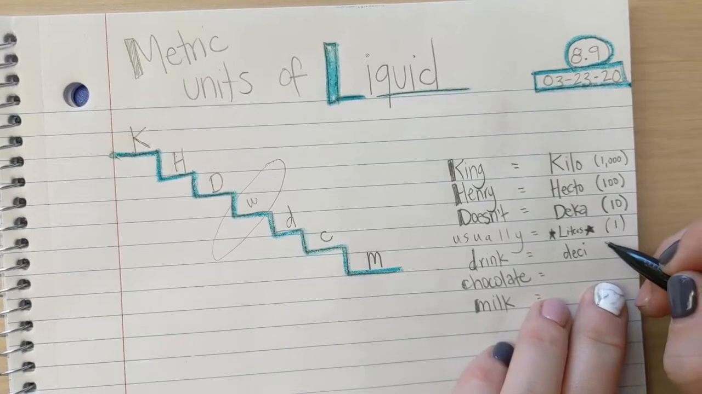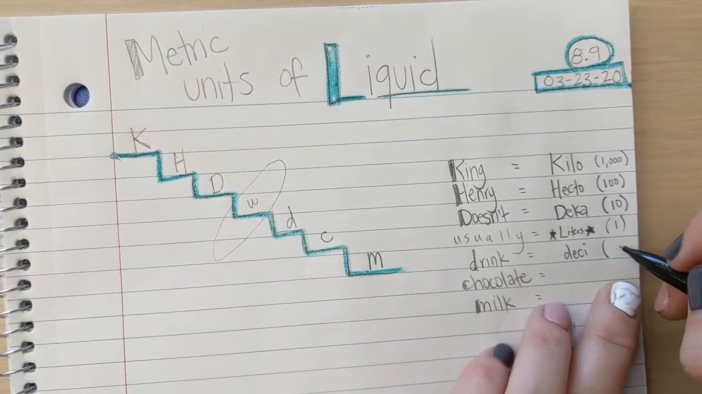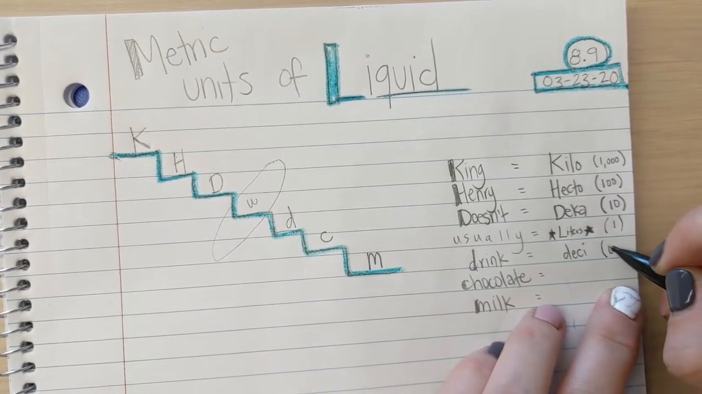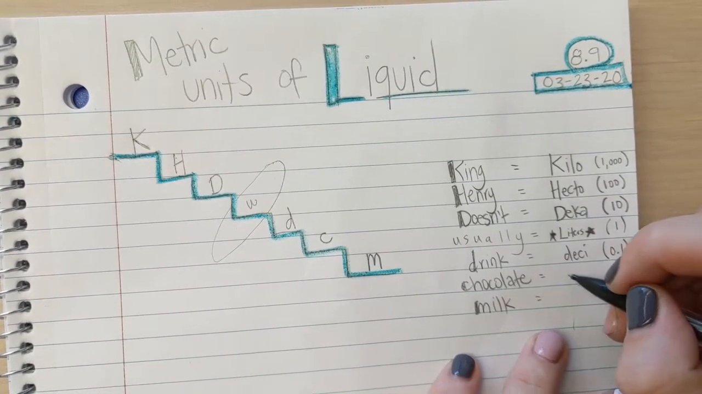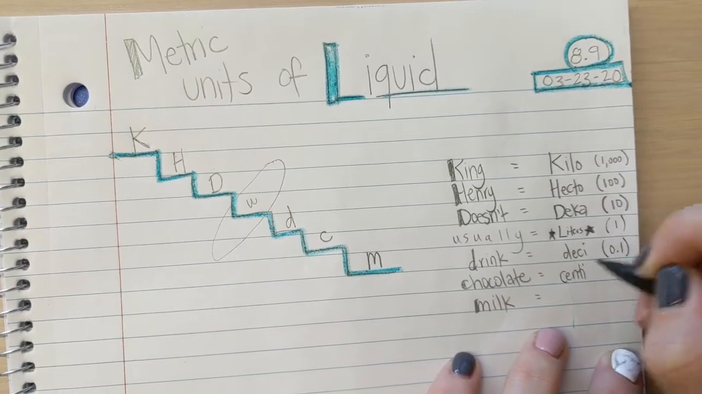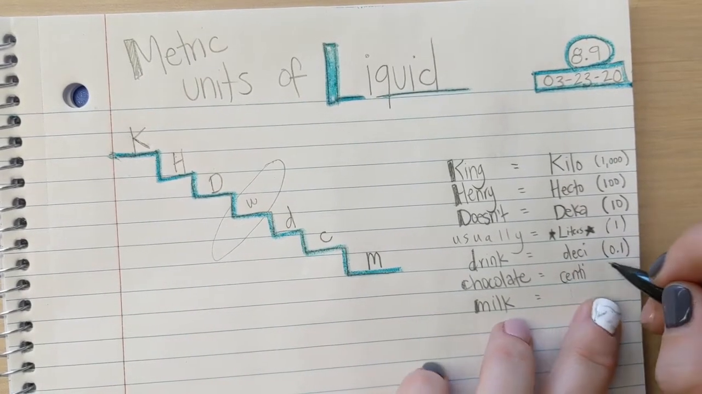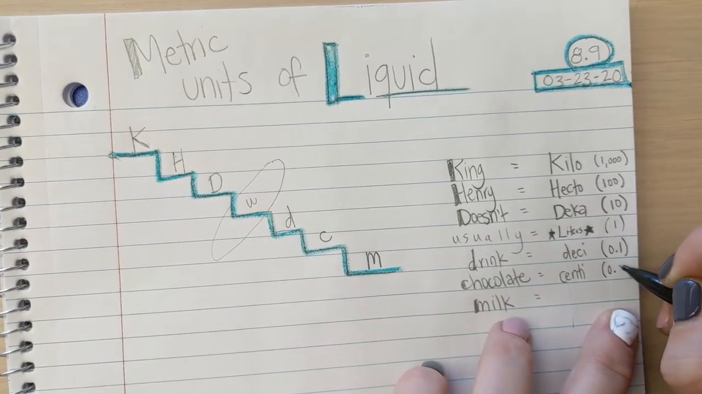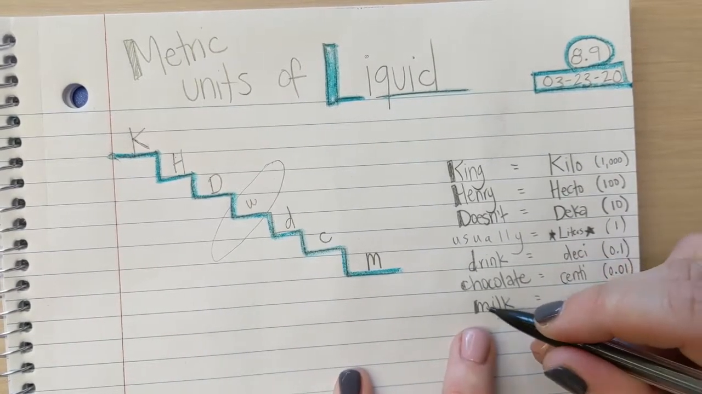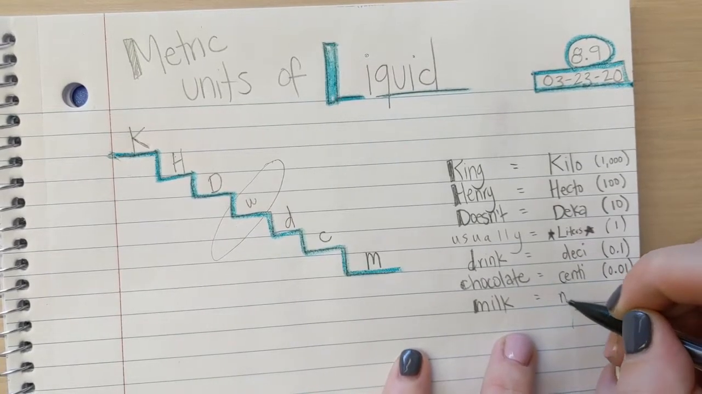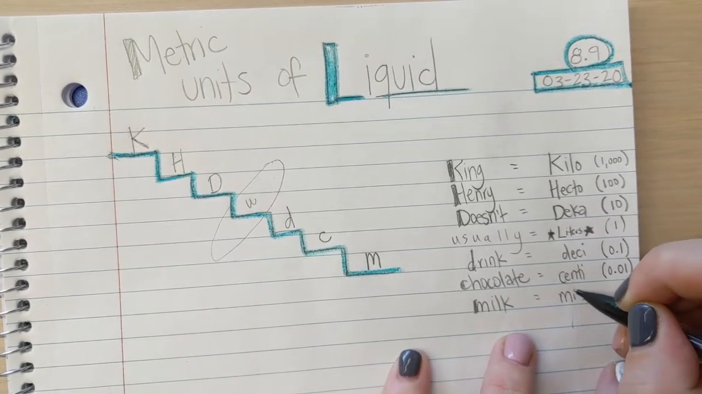And that stands for 1/10. Or you can do it like the decimal, 1/10, like that. Same thing. The chocolate is centi. Remember, cent is 100, so in this case it's 100th. So we'll do it as a decimal representation. And then the M in milk stands for milli. M-I-L-L-I.